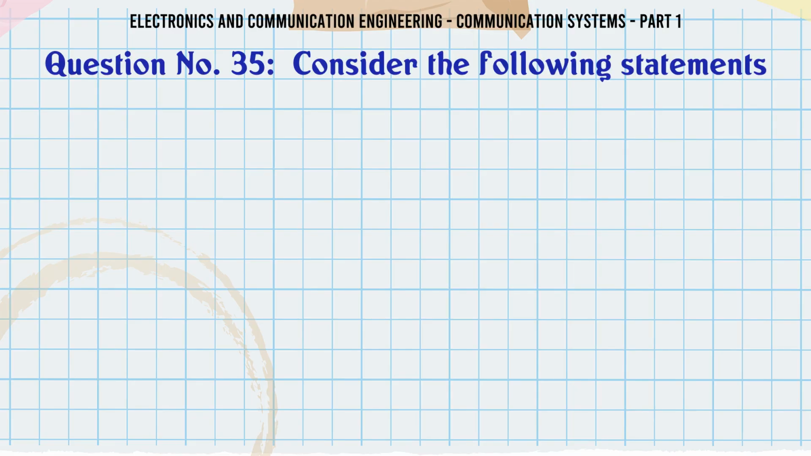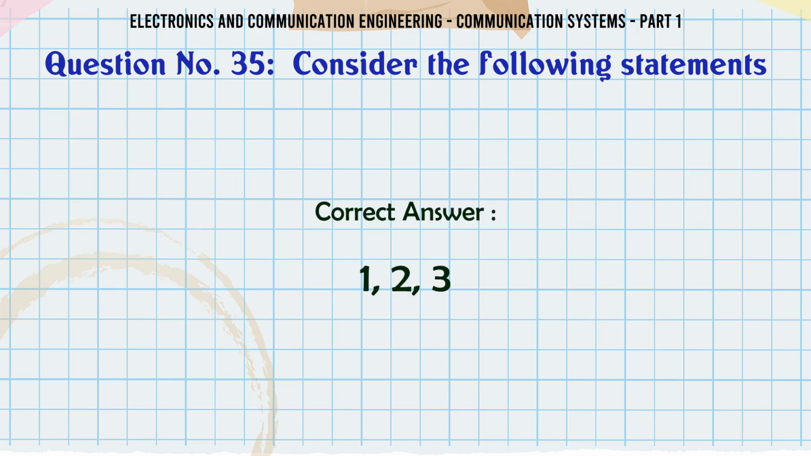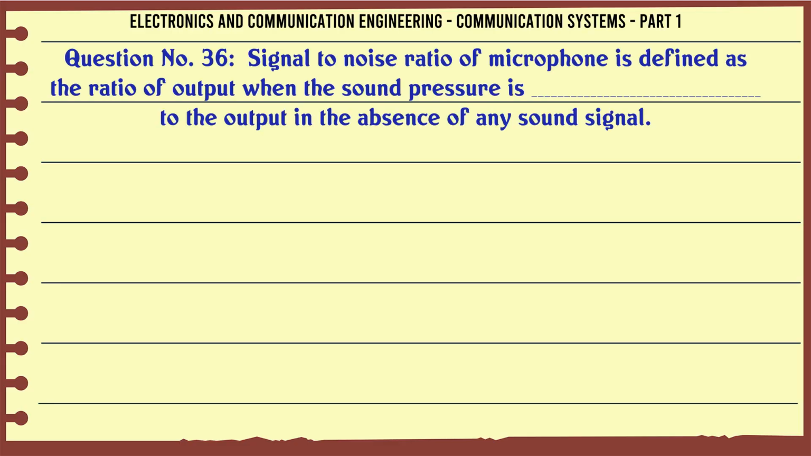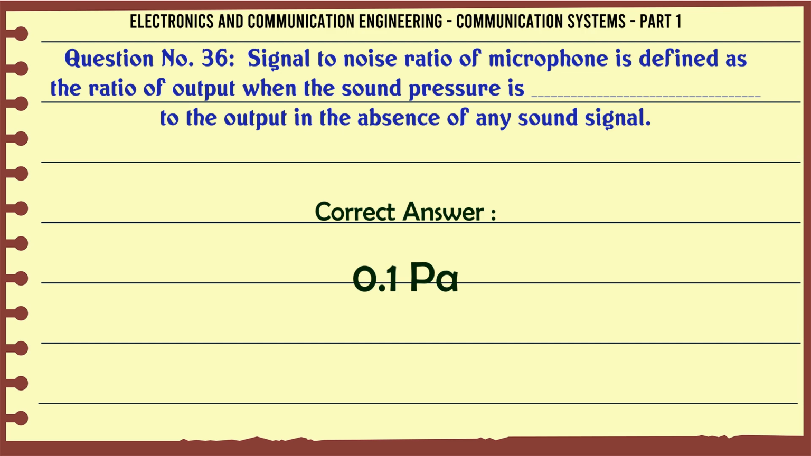Consider the following statements. A. 1 2 3 4. B. 1 2 3. C. 2 3 4. D. 1 3 4. The correct answer is 1 2 3. Signal to noise ratio of microphone is defined as the ratio of output when the sound pressure is ___ to the output in the absence of any sound signal. A. 0.5 Pa. B. 0.2 Pa. C. 0.1 Pa. D. 0.01 Pa. The correct answer is 0.1 Pa.